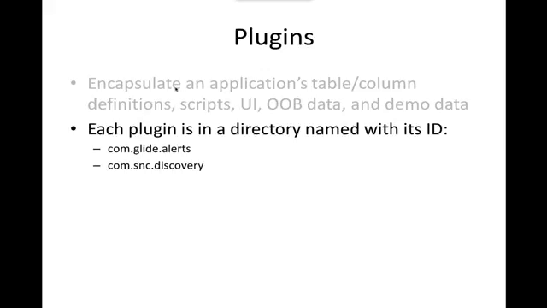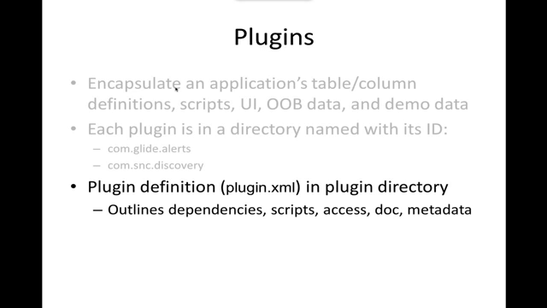Each plugin gets a directory with its own ID. The ID has to be unique, otherwise things work rather poorly. And a plugin gets defined in a single file, the plugin.xml file that you'll find in the top of the plugin directory, which outlines any dependencies on other plugins that might have to be installed first before we can install our plugin. Any scripts that plugin uses and no other plugins necessarily need to use, they can just be put here instead of in a more global location.